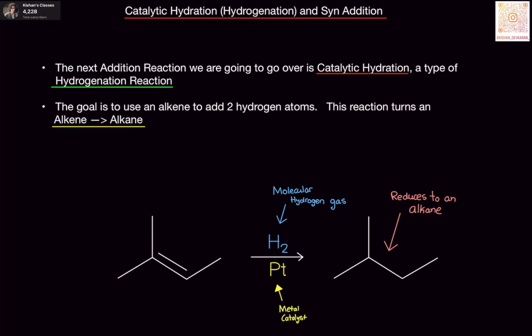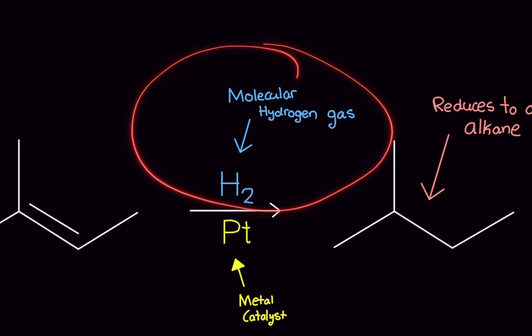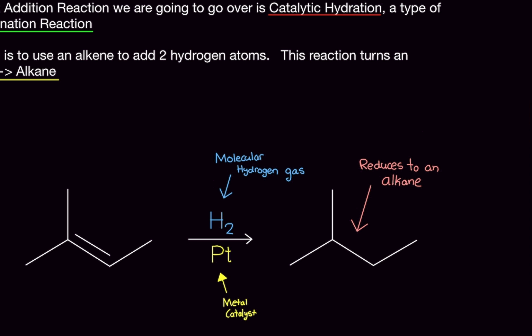So here's what we do. We have our alkene. We're going to use molecular hydrogen gas, or H2. And then we're going to use a metal catalyst. What this will do is basically add 2 hydrogen atoms in exchange for using the pi bond. So all we basically do is just remove the double bond. That's all we're doing. We don't need to draw in the hydrogens really, unless it's chiral. If it's not chiral, you don't need to do anything because you don't draw in hydrogens. So all you're really doing is removing the double bond.